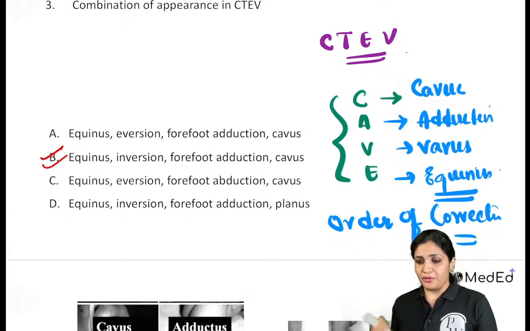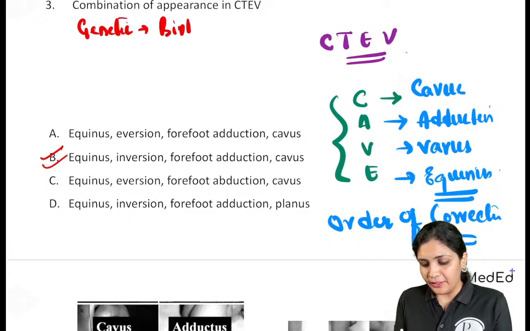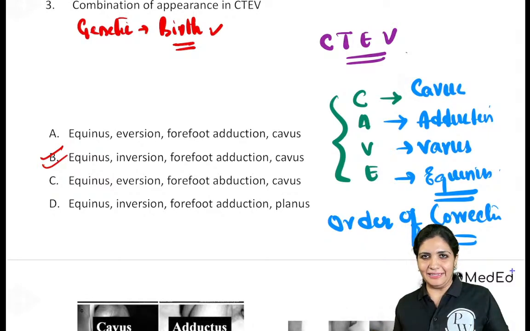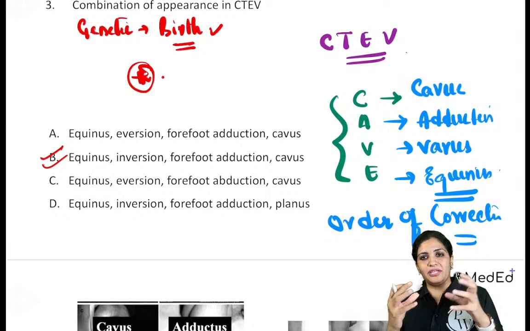Now what is important for CTEV? CTEV is congenital, so it is seen at birth, right? As soon as the baby is born, you can diagnose CTEV. It's clinically diagnosed, right? What is the one test which you do as soon as the baby is born?